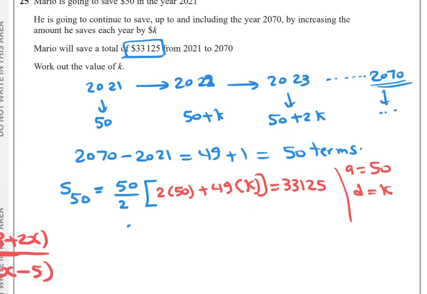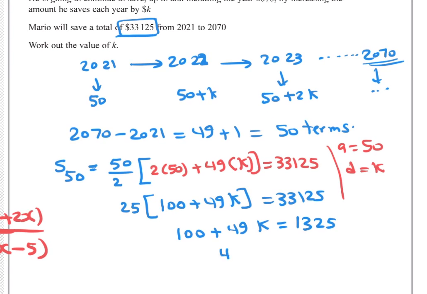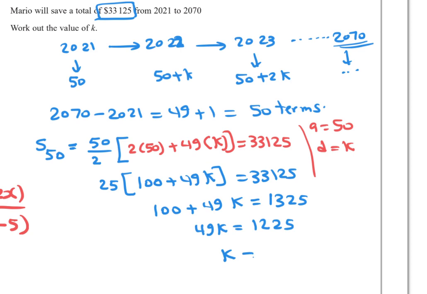Now we can solve. 50 over 2 is 25. 25 into 100 plus 49k equals 33,125. Divide by 25. So 100 plus 49k equals 1,325. Now subtract 100. So 49k is 1,225. Divide by 49. So k equals 25.